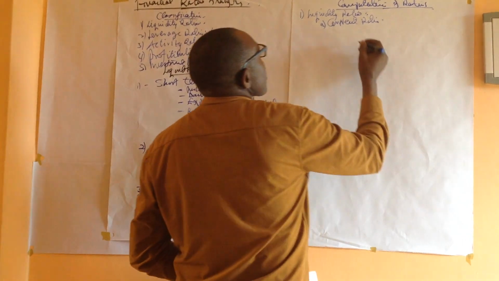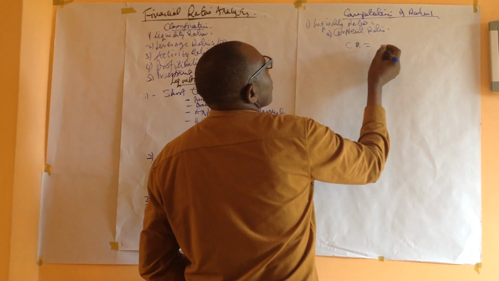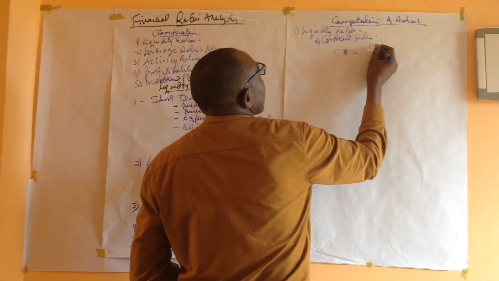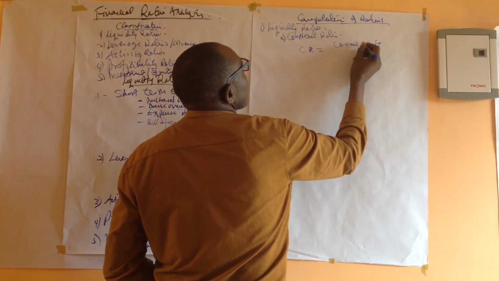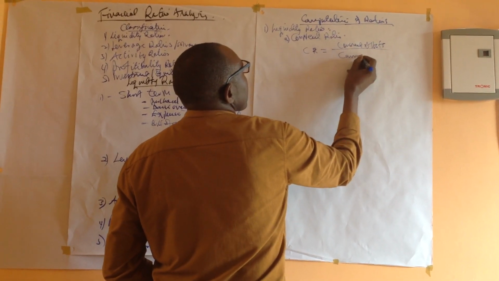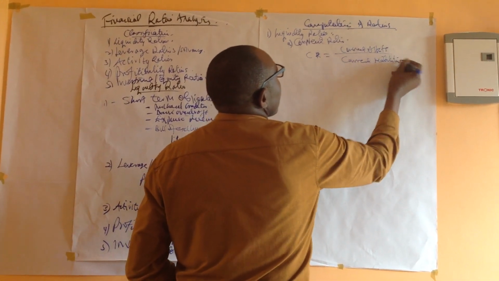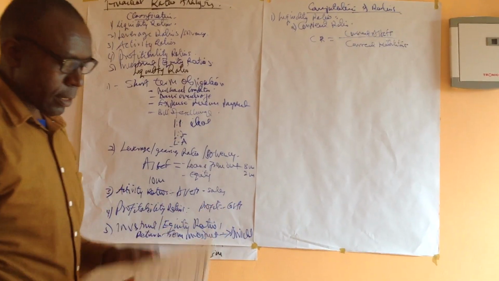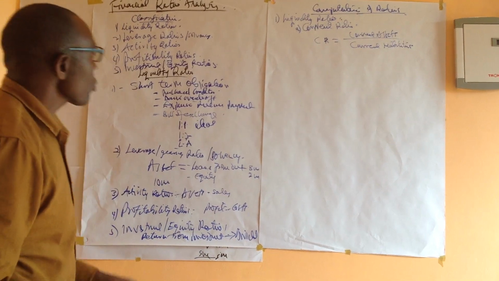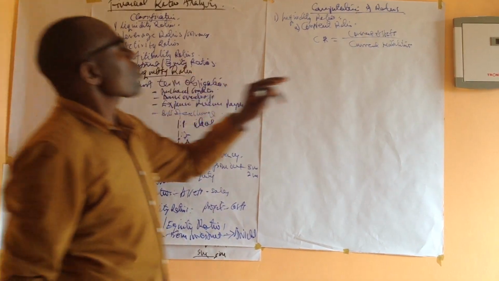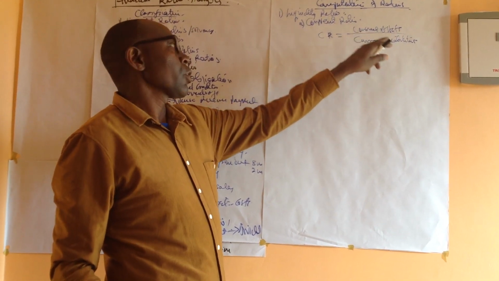So this one is computed by current ratio being equivalent to the current assets over the current liabilities. Current assets over the current liabilities. That one will give us what covers the current ratio under the liquidity ratios. So we are just comparing the assets that you have to the liabilities that you have.